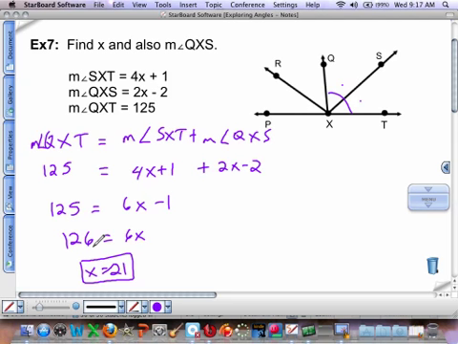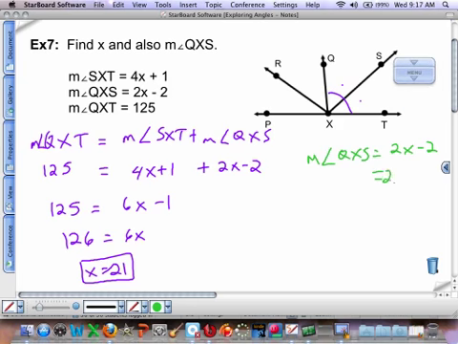So right here, we have x is 21. Next step is to do what? Find QXS. So let's change our color here. What color should we go with? Go with green, because we can really see that on the white background. Alright, so the measure of QXS is 2x minus 2. So we had 2 times what was x? 21. 42 minus 2. QXS is 40 degrees. And we're done. Is that hard?